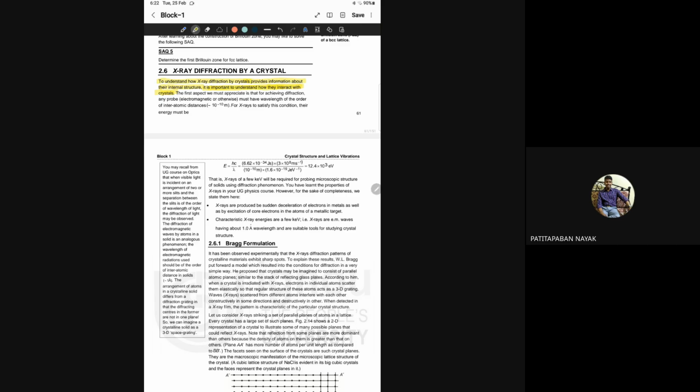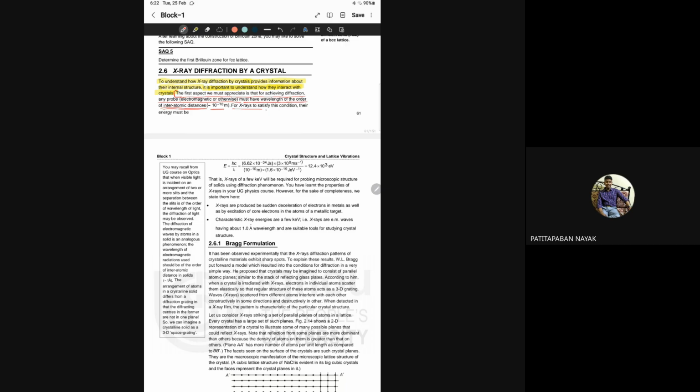The first aspect we must appreciate is that for achieving diffraction, any probe, electromagnetic or otherwise, must have a wavelength of the order of the interatomic distances, which is 10 to the power minus 10 meter. This is the most important line mentioned over here.